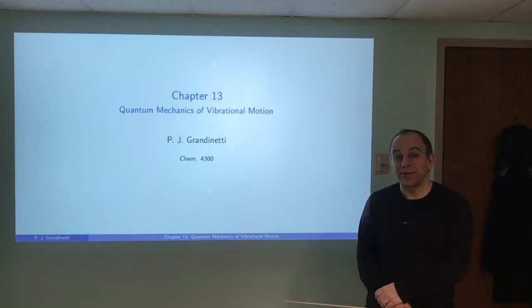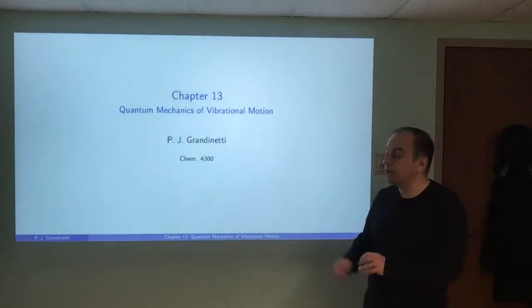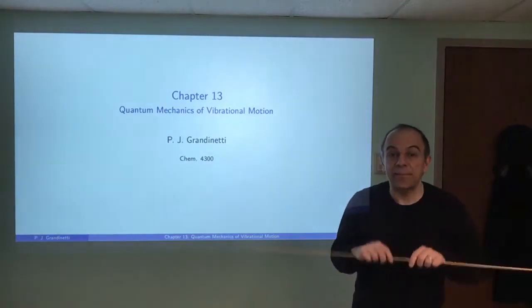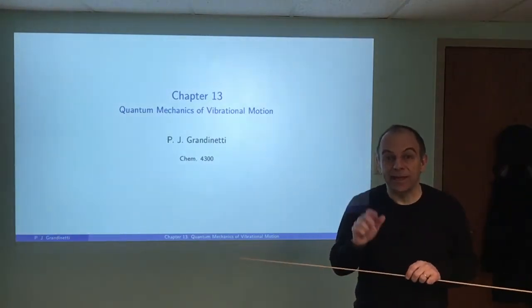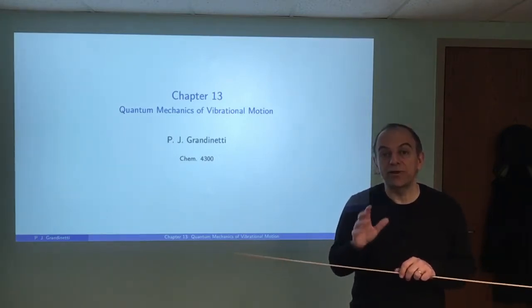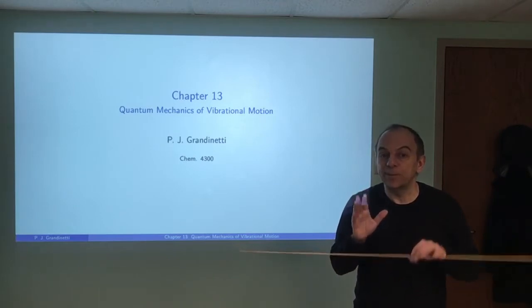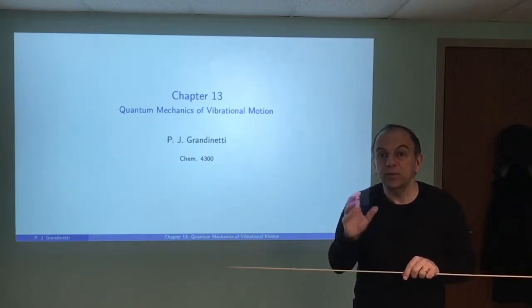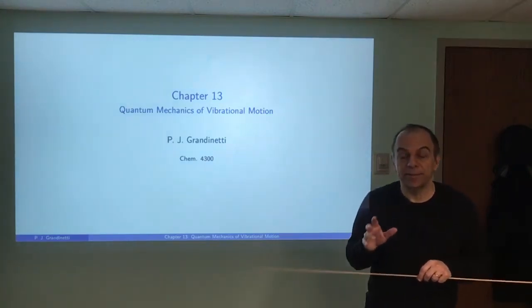Welcome back to Chem 4300. In this video, we're going to begin Chapter 13 on the quantum mechanics of vibrational motion. Back in Chapter 5, we examined the classical mechanics of vibrational motion. For small oscillations, we learned that the potential energy surface can be approximated as parabolic about some stable equilibrium point. This was called the harmonic oscillator approximation.